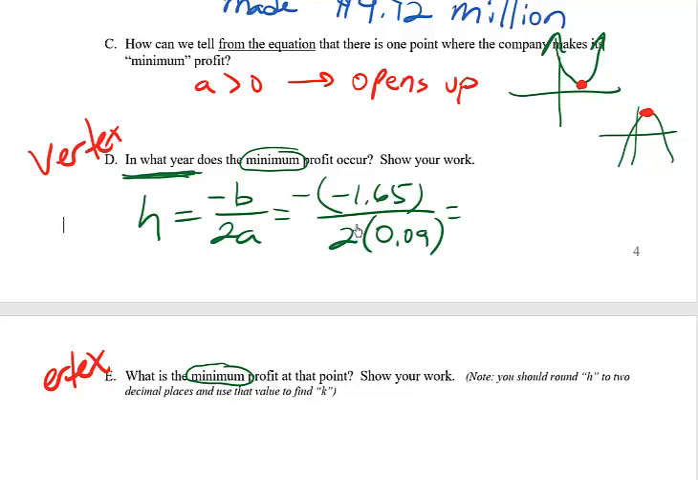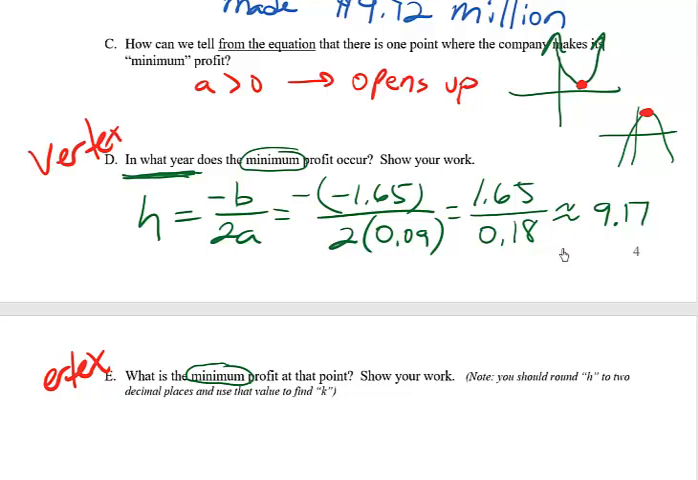Be careful when you're typing this into your calculator. It's easy to mess this up if you don't simplify it a little bit first. So I would very much recommend that you simplify the top and then simplify the bottom. In other words, do that little multiplication problem. It comes out to be 0.18, and then do the division. I got about 9.17 off the calculator.